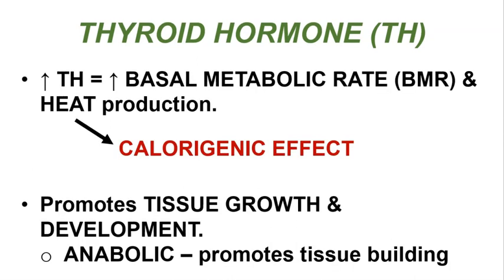So since thyroid hormone is the body's major metabolic hormone, it makes sense that increases in thyroid hormone lead to increases in things like basal metabolic rate as well as heat production. The increase in heat production is referred to as the calorogenic effect, and the heat comes from the mitochondria, which increase their use of both oxygen and glucose in order to make ATP energy, and in doing so they also create more heat energy as well. Thyroid hormone also promotes tissue growth and has strong developmental effects, making it an anabolic hormone because anabolic hormones are hormones that promote tissue building.